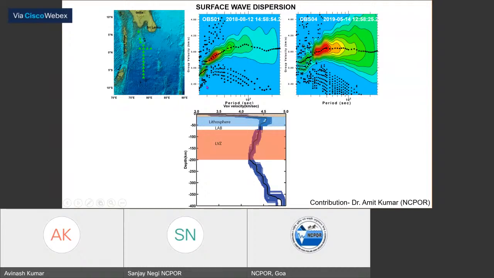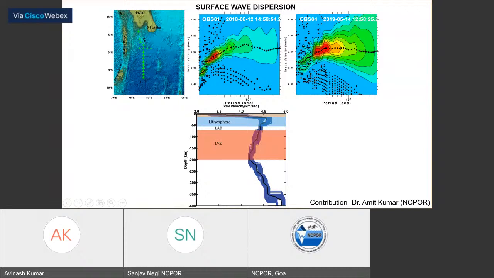You can observe here that from the ocean bottom seismometers we can go from around 15 seconds up to around 200 seconds of data that can be utilized to investigate. So we can have a very good idea of up to around 400 kilometers of depth by utilizing this data. So this is one of the models which we have estimated.